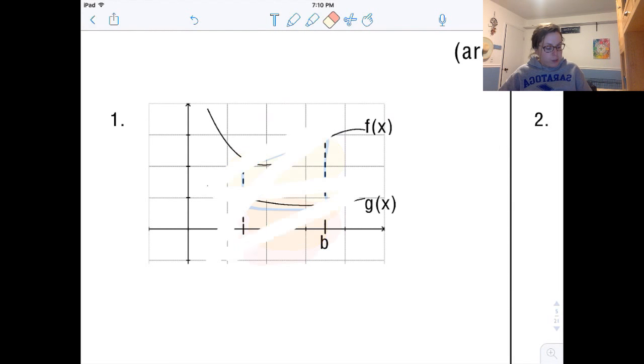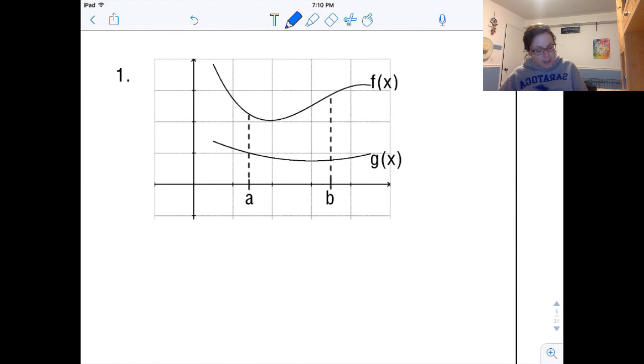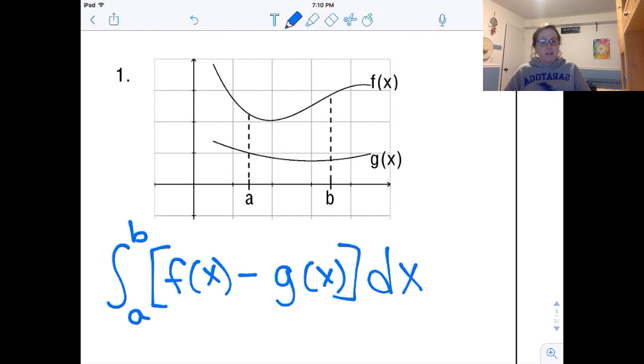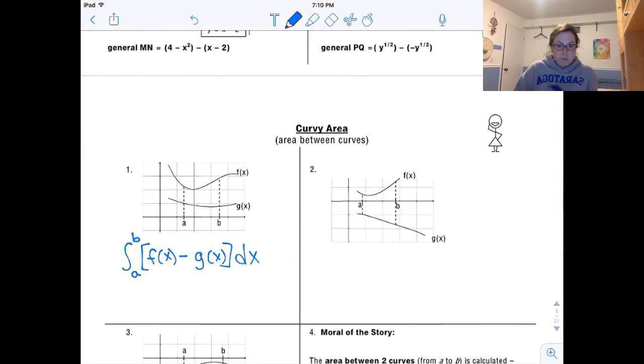So that's what we're going to do, but we rewrite it in notation as saying the integral from a to b, because that's my lower and my upper bound, of the top function here minus the bottom function, because I'm taking the integral of the top, the integral of the bottom, and I'm doing all of that with respect to x. So that's going to be something that's important, okay?